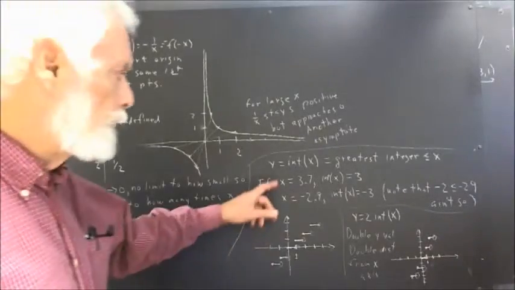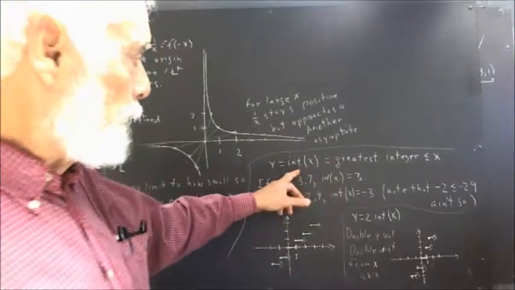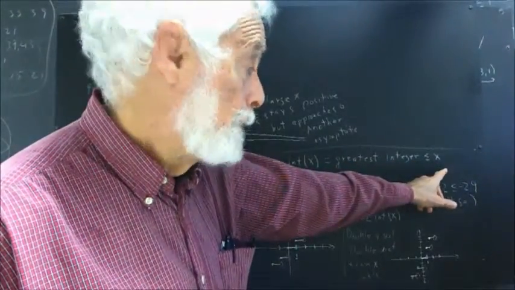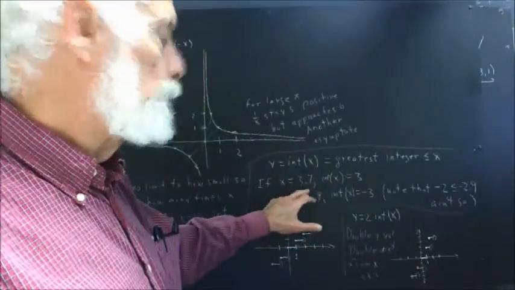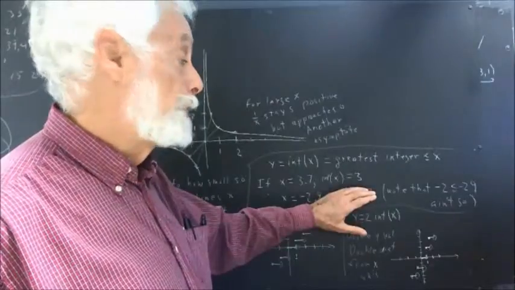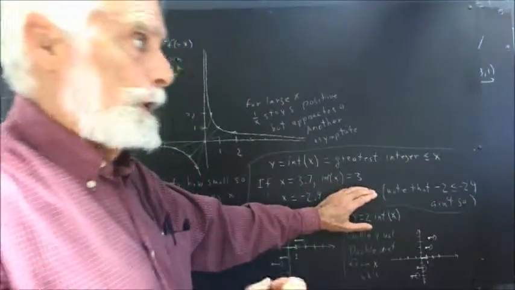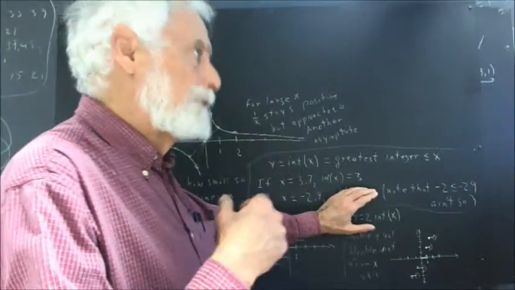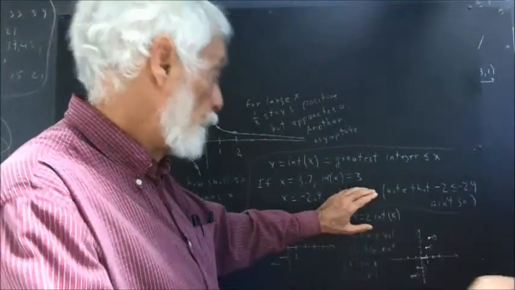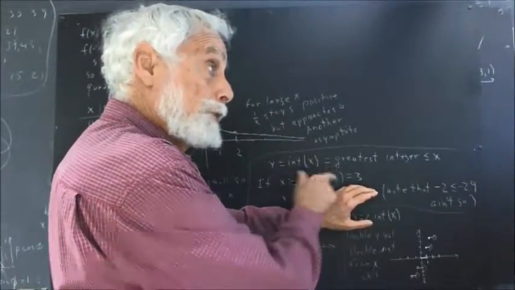Now we have the function y equals integer of x, which is defined to be the greatest integer which is less than or equal to x. Now, if x is 3.7, what's the greatest integer that's less than or equal to 3.7? Well, clearly, that's going to be 3. Integers go -5, -4, up through -0, and then 1, 2, 3, 4. The biggest one of those that's less than or equal to 3.7 is 3.